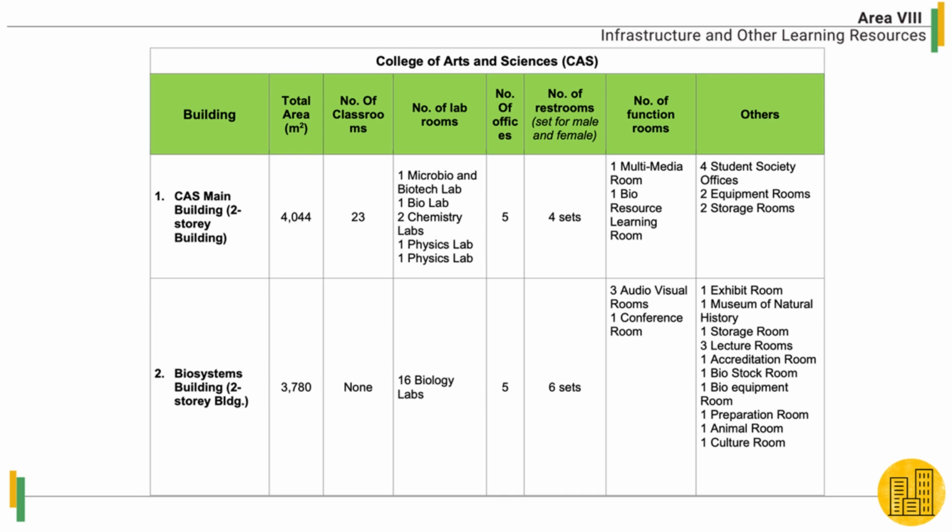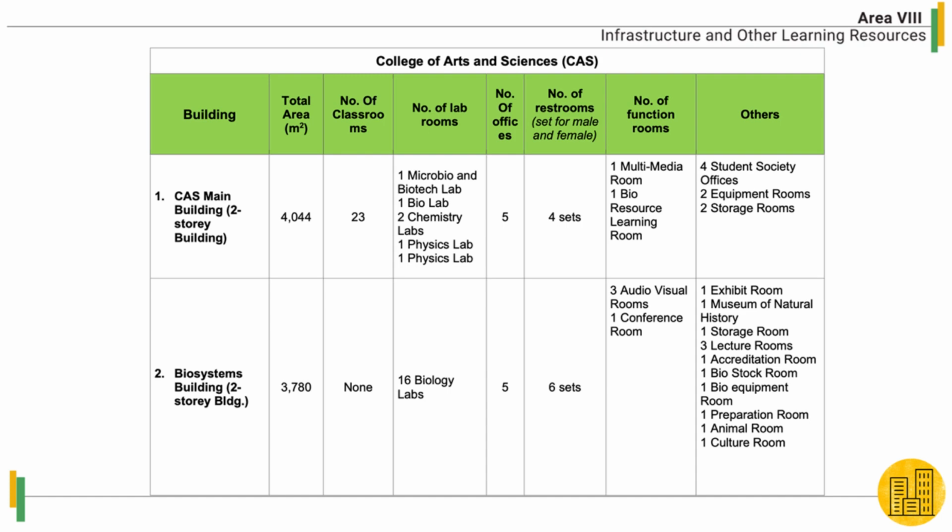Let's look at the buildings of the College of Arts and Sciences. Its main building, with an area of more than 4,000 square meters, has 23 classrooms, laboratories for microbiology, biotechnology, biology, and others, 5 main offices, 4 sets of restrooms for male and female, function rooms, and others such as student organization offices. The other building, the Biosystems building, is designed to house learning laboratories for students and research labs for faculty researchers.